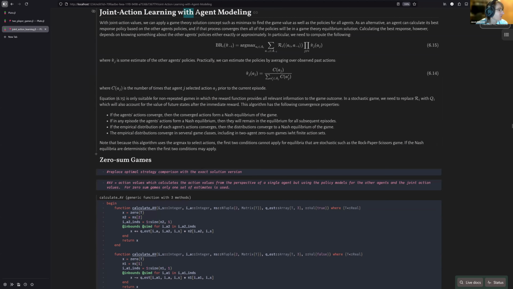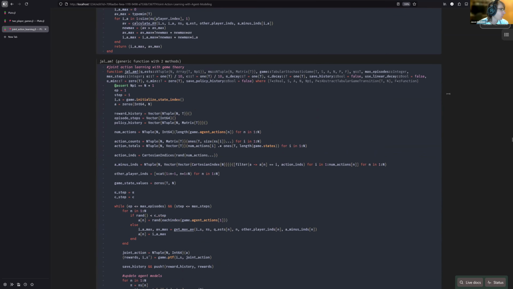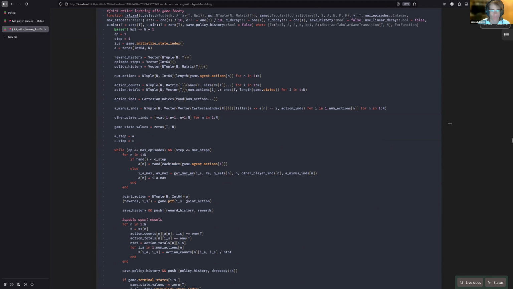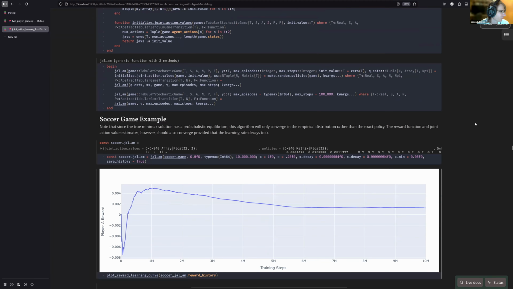Now, the difference with agent modeling is that while we can also use it to solve zero-sum games, we can also use it to solve general sum games, because the best response we calculate just needs the agent models. It doesn't need to do this game theory solution. And we're just sort of hoping that it converges, because if it converges with all the best responses, then we know we have found a Nash equilibrium.